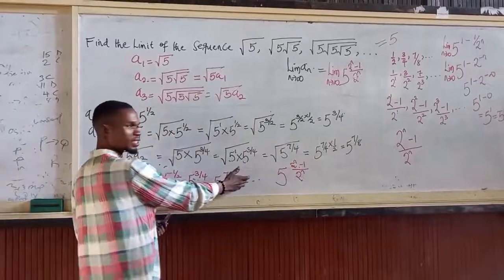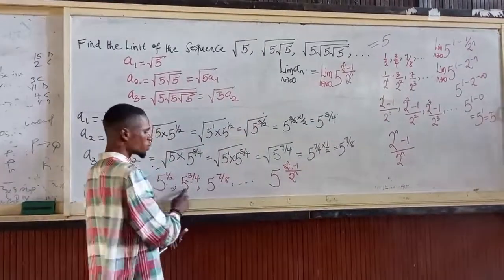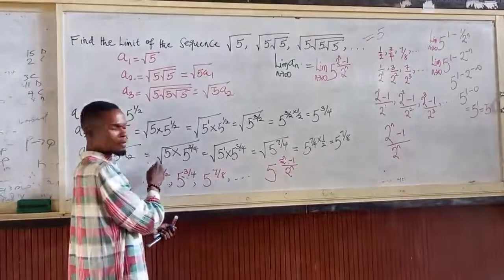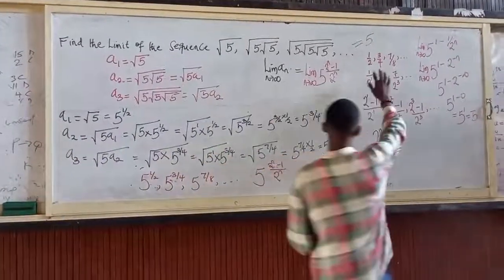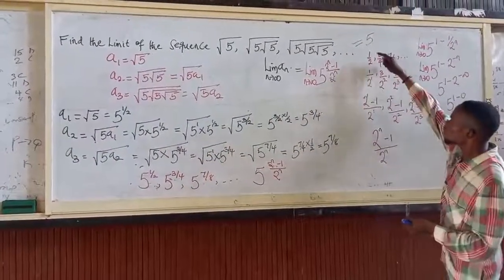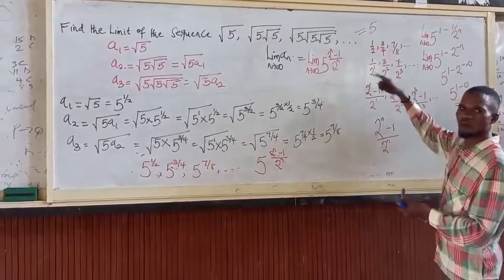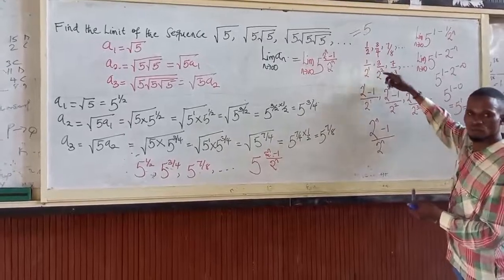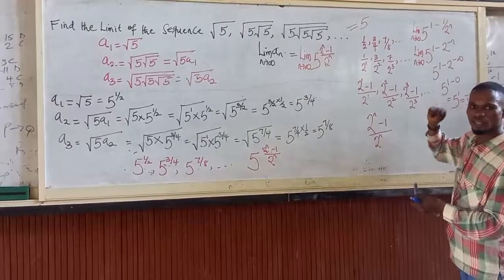Now, that means the fourth term is 5 raised to the power a number, the fifth term is 5 raised to the power a number. The 5 is constant, but the power is not constant. Let's consider the power by getting the nth term of the power: 1 over 2, 3 over 4, 7 over 8. The 2 can be written as 2 raised to the power 1, the 4 can be written as 2 raised to the power 2, which is 4, and the 8 can be written as 2 raised to the power 3, which is 8.